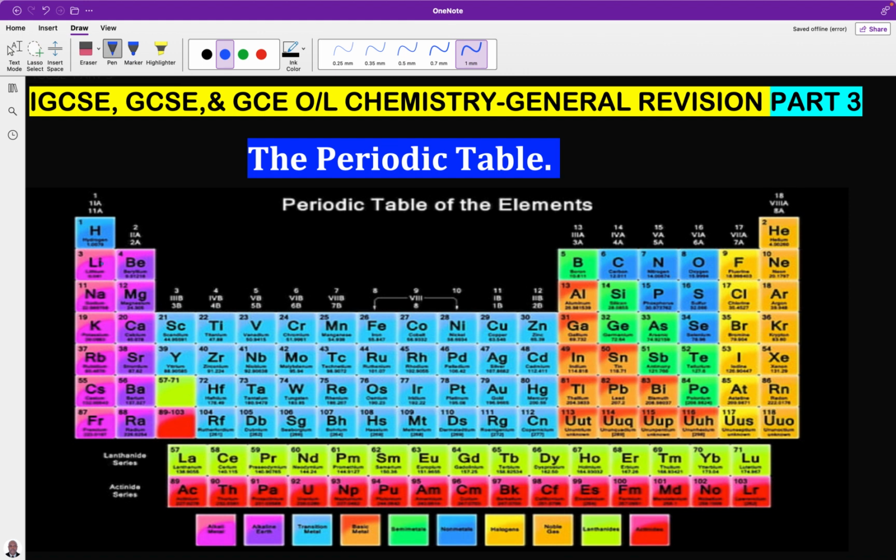Secondly, because of the reactivity of the group 1 metals, that is lithium, sodium, and potassium, these major ones are stored under oil. They react rapidly with oxygen in the air.